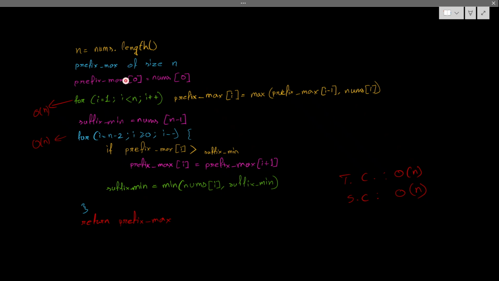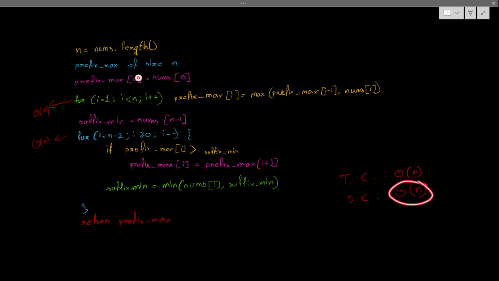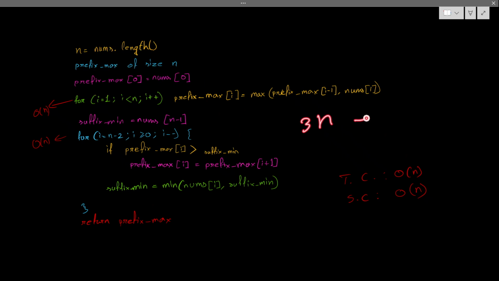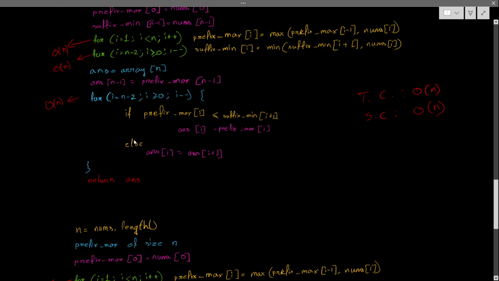The time complexity will be exactly the same, big O of n, because this is taking big O of n time, this is big O of n time, this is big O of n time. But the space complexity is also big O of n, because I am taking an extra array of size n. It doesn't matter whether I am taking it for the answer array or something, but I'm taking an extra array of size n. But earlier it was taking 3n. Right now I'm using only a single n. So the space complexity is somehow improved. That's all. Nothing else.